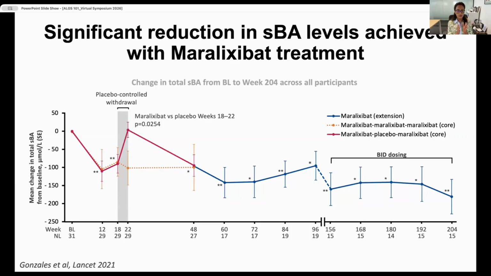In the gray box, you will see that gray shaded area, that's when half the group was taken off maralixibat and given a placebo. Well, look at that. All of their serum bile acids went up. And then at the end of the 4-week period, they were restarted on the drug and their serum bile acids went down. And then the serum bile acids stayed low for a long, long time in the clinical trial. Fantastic. That speaks to the mechanism of the drug.